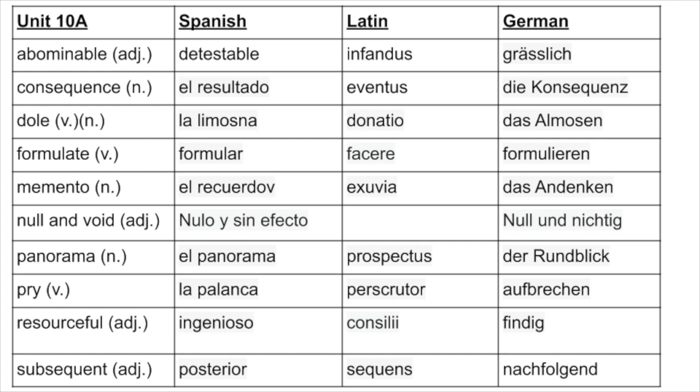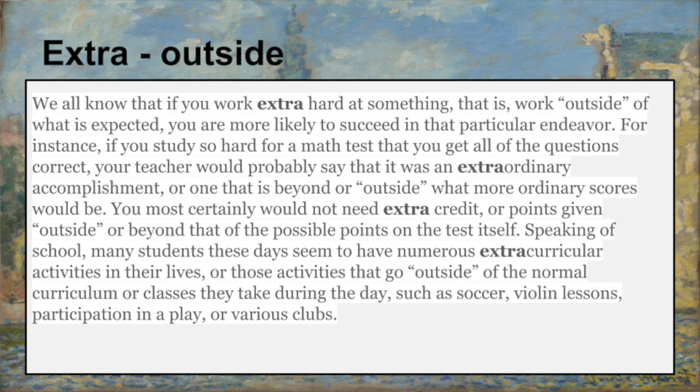Our vocabulary words for Unit 10A are abominable, consequence, dole, formulate, memento, null and void, panorama, pry, resourceful, and finally, subsequent. Make sure you're using your vocabulary book. If you do not have your vocabulary book with you, make sure you're looking at the vocab resource folder and prepare yourself for Thursday.